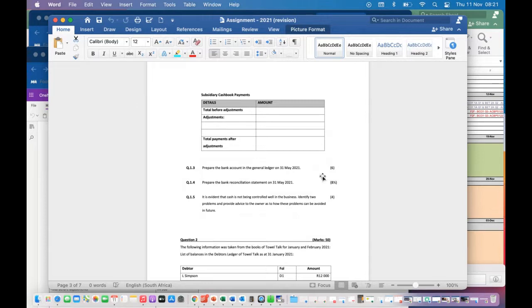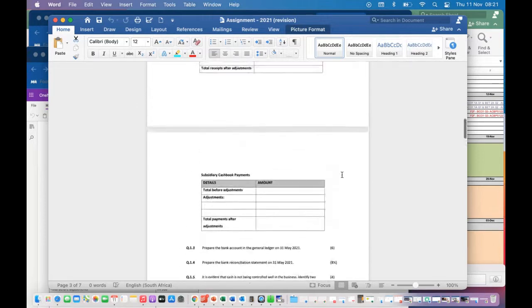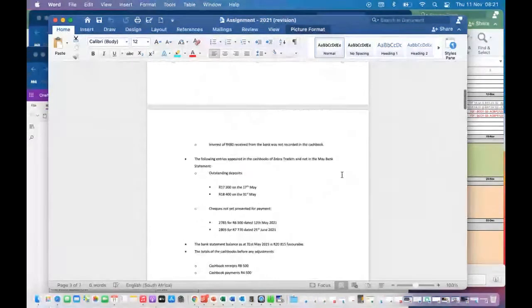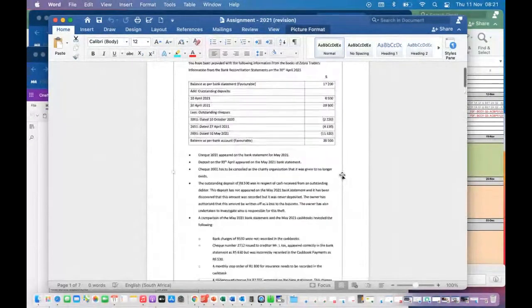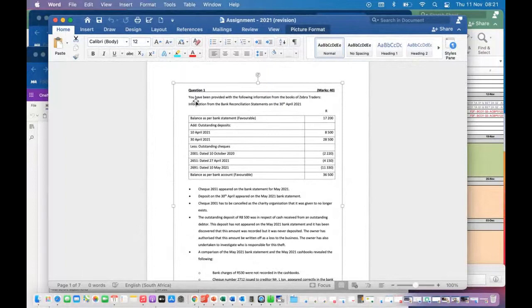All right. Cool. So we now know the gist of what they're asking us in the question. Now we need to quickly go through the question and see what information we have. Okay, so question 1. You have been provided with the following information from the books of Zebra Traders, information from the bank reconciliation statements on 30 April 2021. Okay, so they're giving us the bank reconciliation for last month.